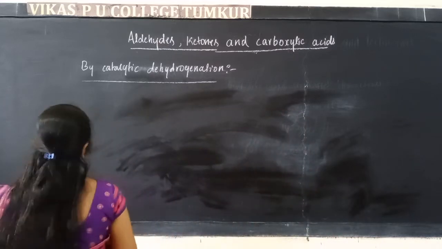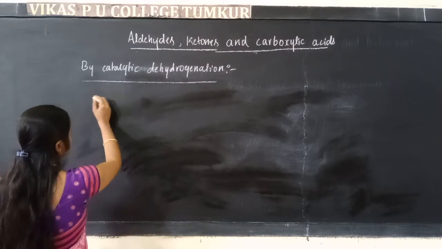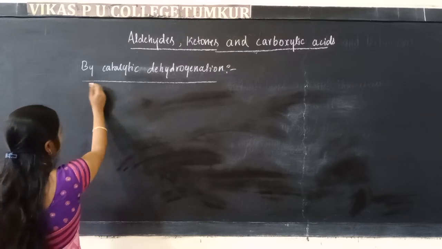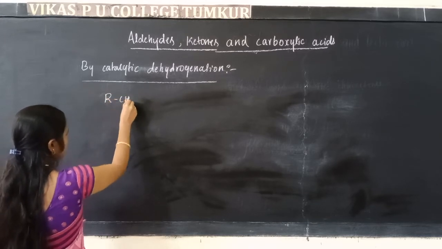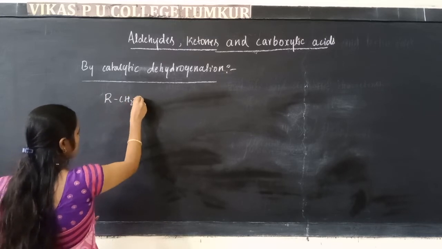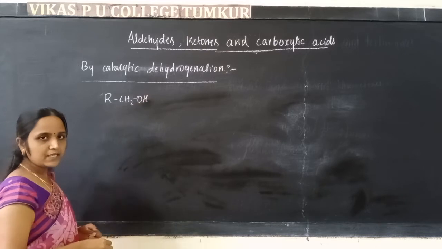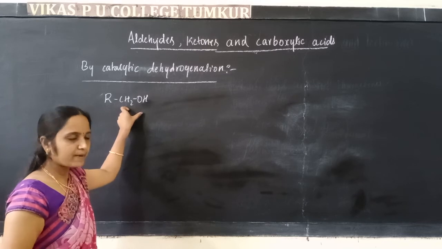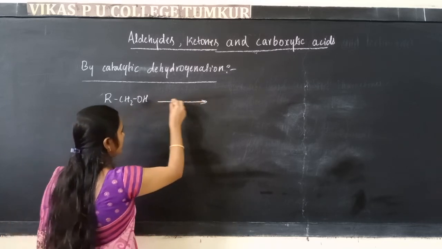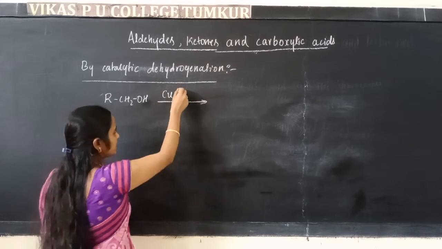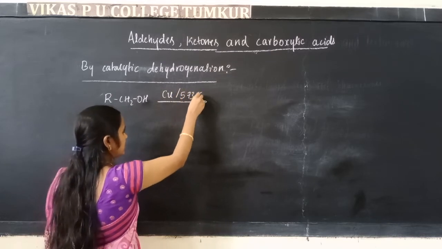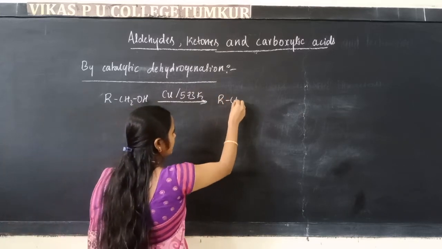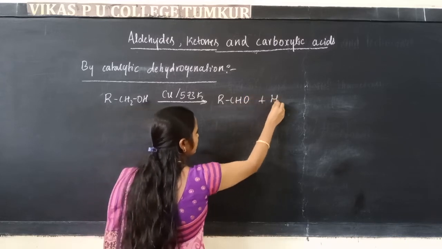The general representation: aldehydes are obtained from primary alcohols, which can be written as RCH2OH. The vapors of the primary alcohol are passed through red-heated copper at 573 Kelvin. At 573 Kelvin, we obtain the aldehyde with the liberation of hydrogen.